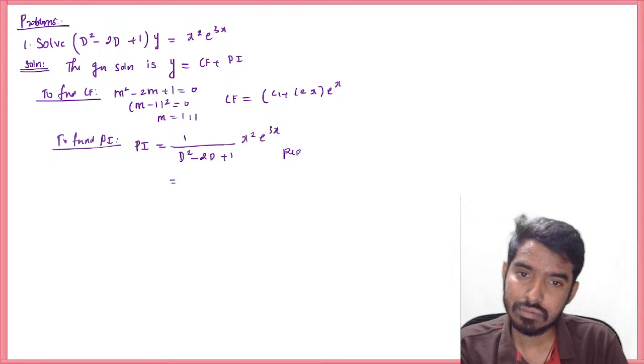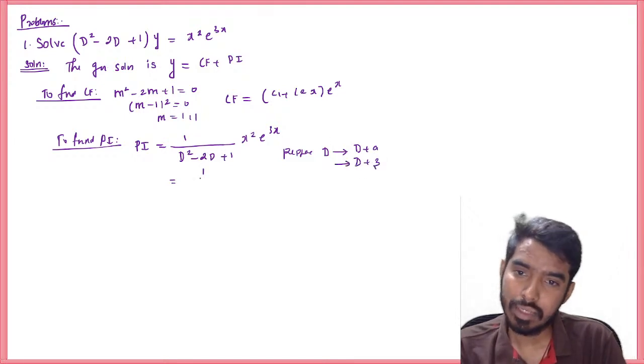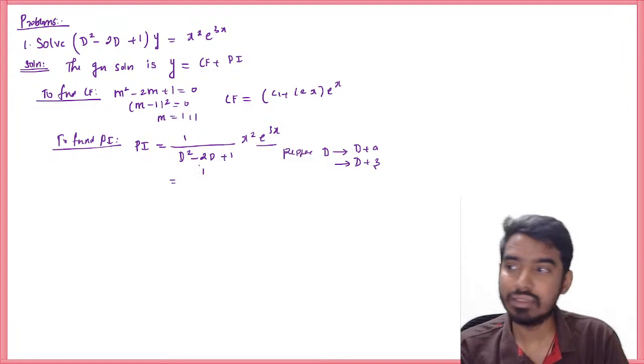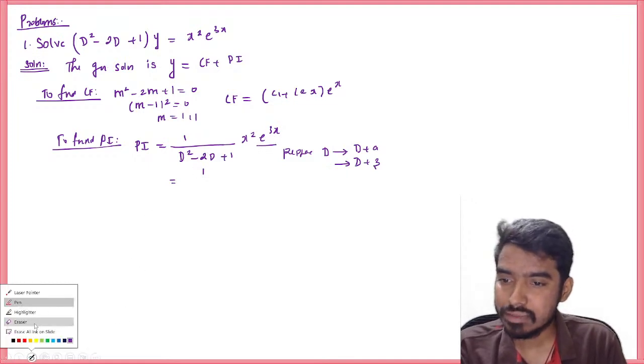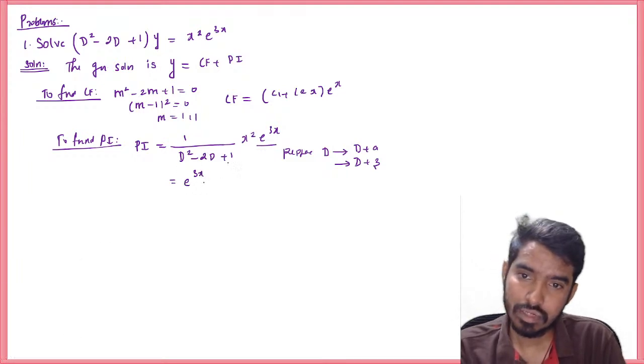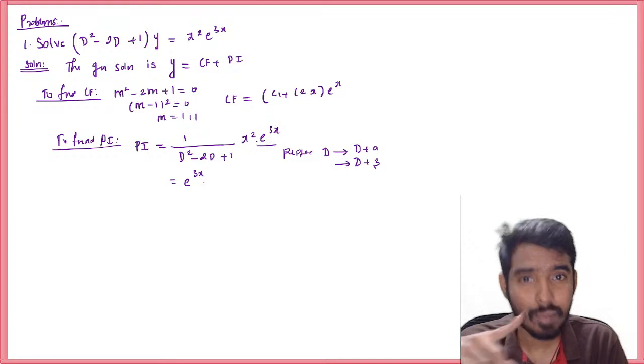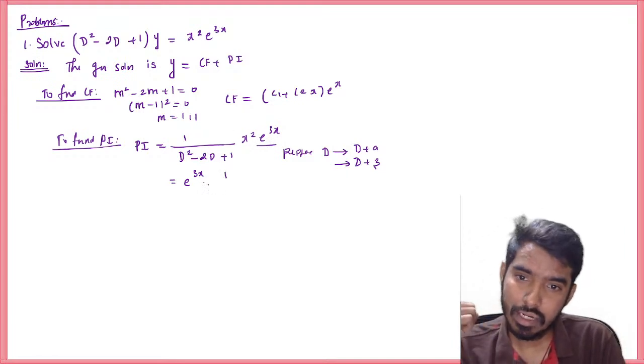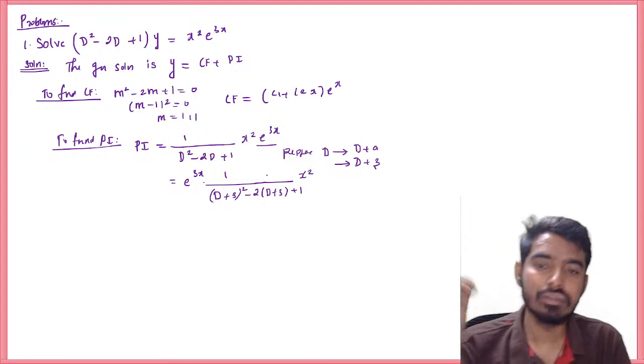So what you have to do is replace D by D plus a, right? There will be D plus 3. So that means this work is completed now, right? E power 3x is completed now. That means e power 3x we can take outside, right? So what this e power ax does is replace D by D plus a. So 1 divided by D plus 3 whole square minus 2 times D plus 3 plus 1, into x square, right? Is it clear up to now?